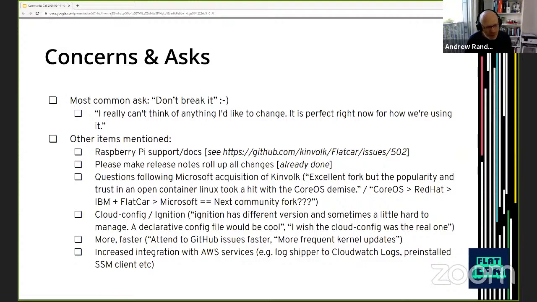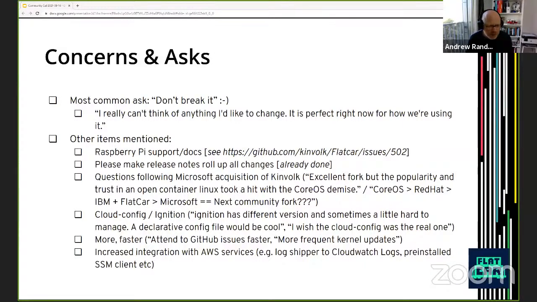So some things that came up, and most of these were probably mentioned maybe once or at most twice, but we definitely hear some of these as well with other folks we talk to. One is Raspberry Pi support, and I think it's possible to get Flatcar running on a Raspberry Pi, but it's not well documented. We actually raised an issue around this recently, so we have followed up on that. Someone said, please make release notes roll up all the changes compared to the last stable release, and that's something that we have recently changed with the public release notes.